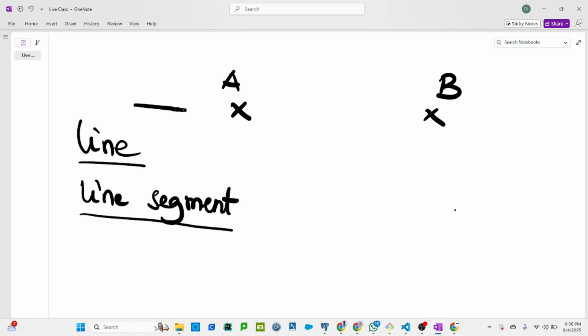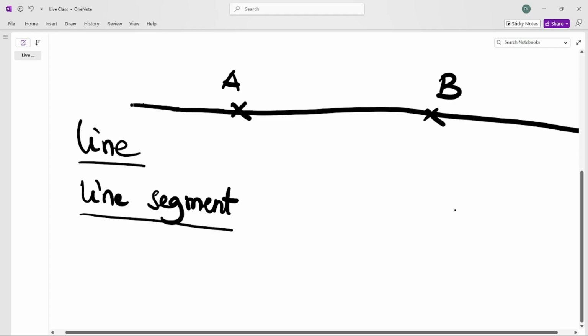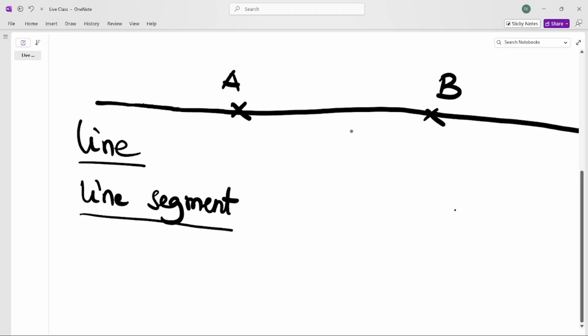Remember, I'm going to draw a straight line between these. This is a line. The one I'm passing from somewhere infinite passes through the 2 points and goes on. That becomes a straight line.